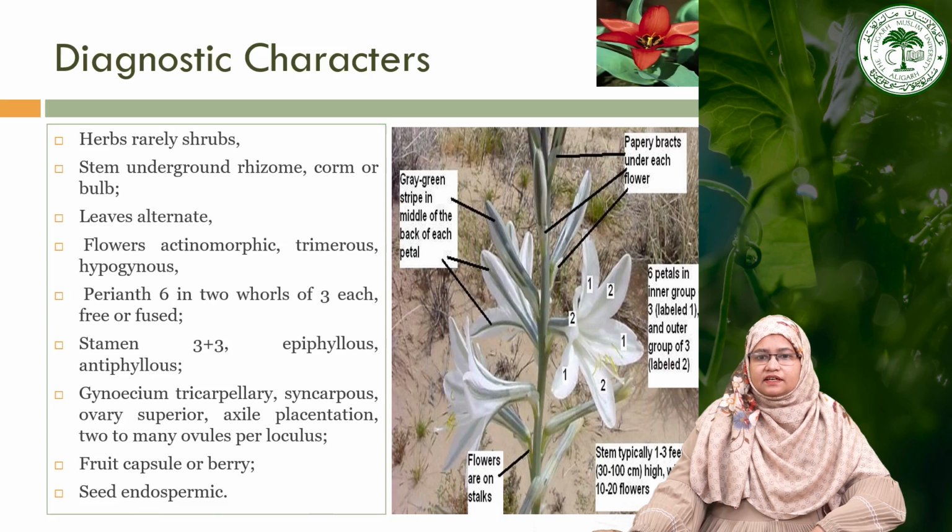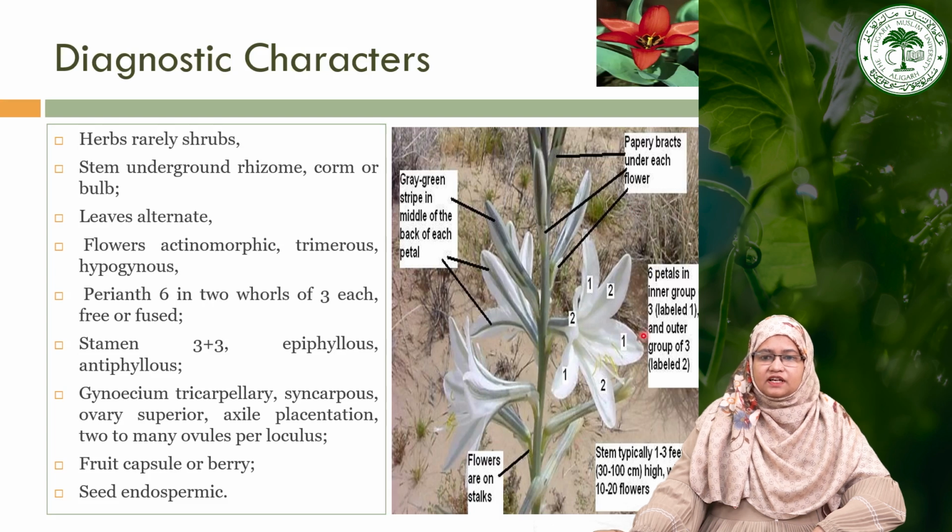As you can see here, this is a petaloid bract of the flower, with a green stripe at the petals. You can see here these are the 6 petals, arranged in 3 and 3, and the flowers are also on a stalk, that is, a pedicellate flower. There is a stem growing with the flowers.